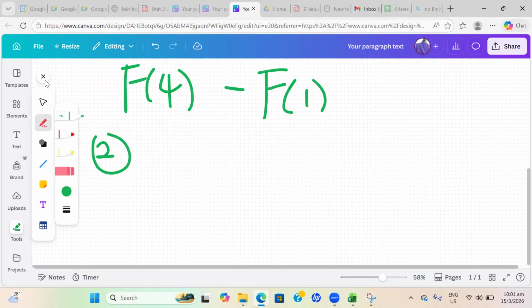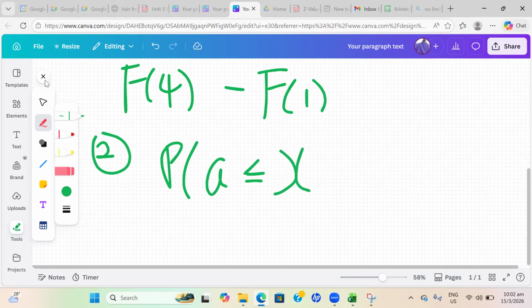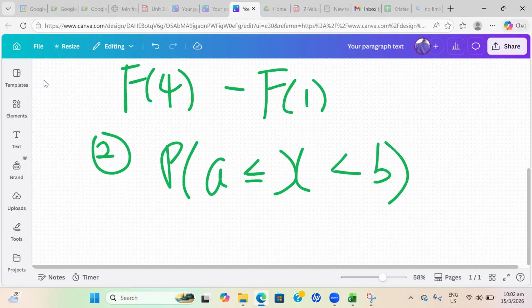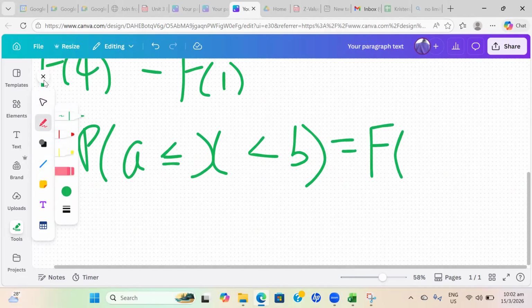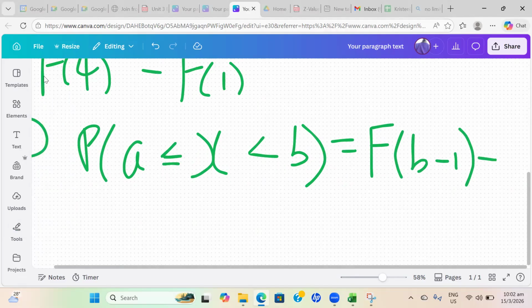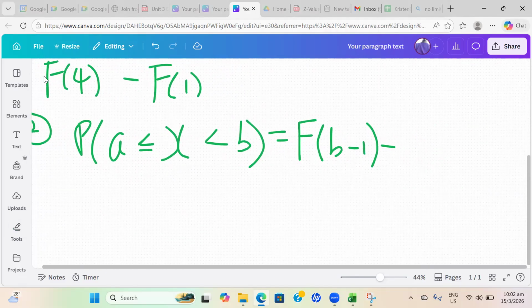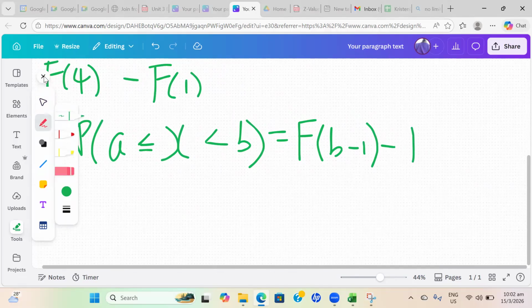The second rule here. A is the lower value in the interval. So x is greater than or equal to A, while x is less than B. Let me show you what I developed for this. This second one is equal to F of B minus 1 minus F of A minus 1.